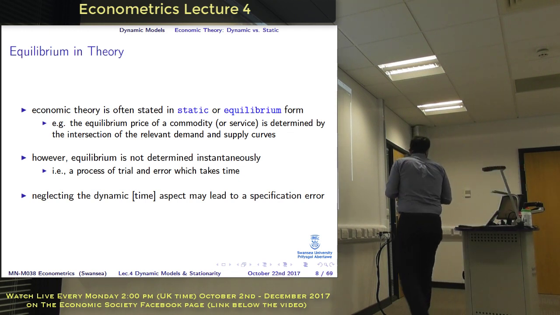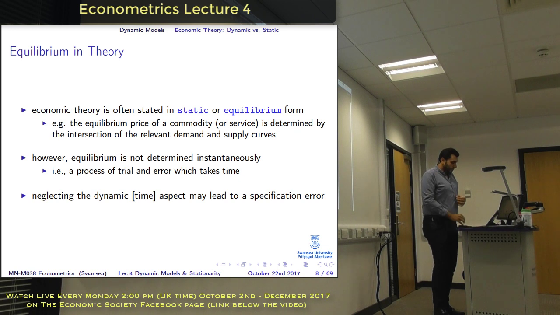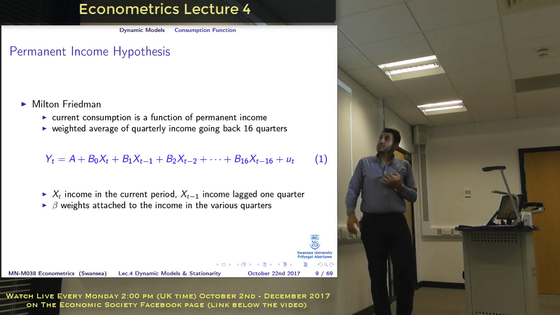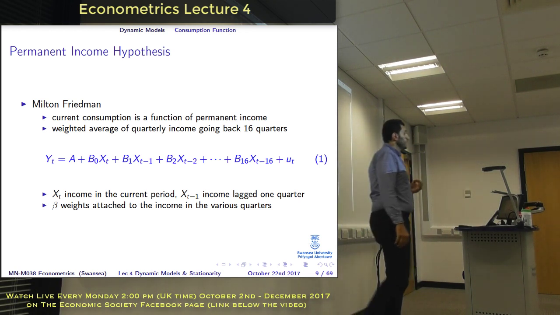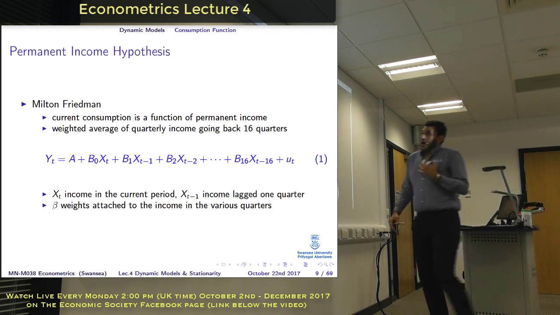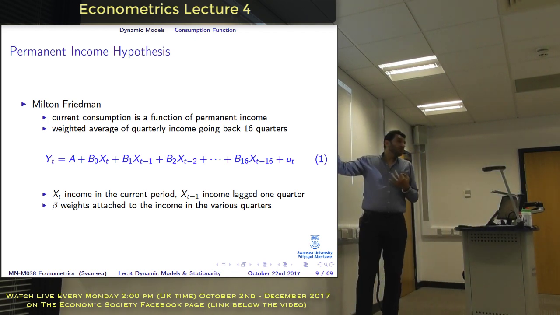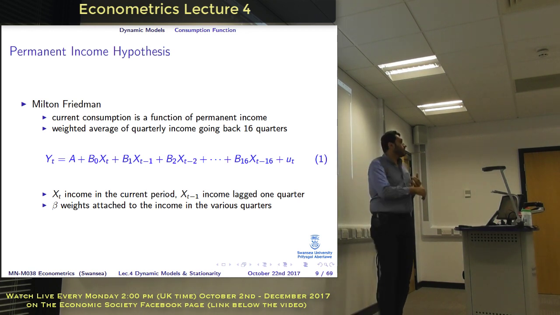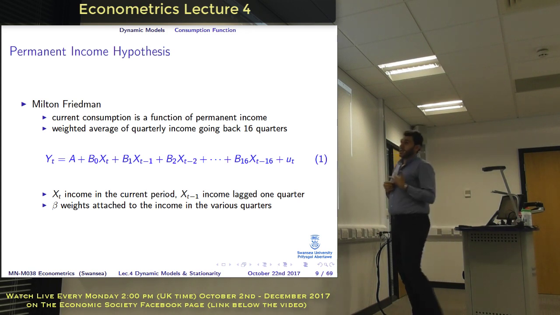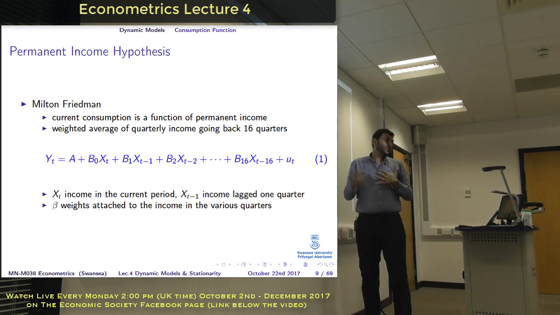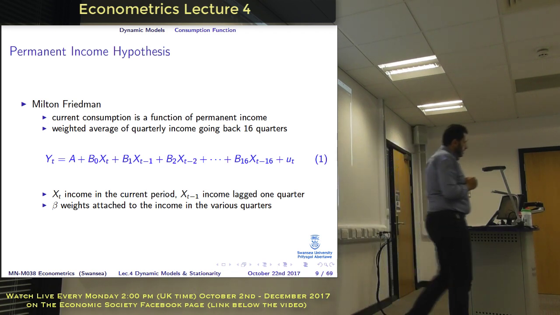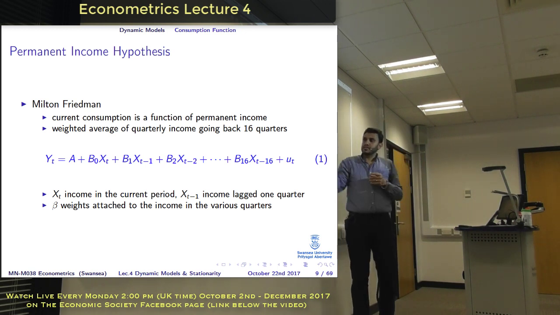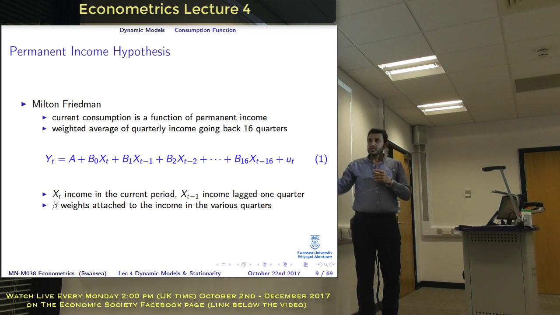So it's important to think of the time element, or the dynamic aspect, of any model. A very popular example of this is the permanent income hypothesis by Milton Friedman. What does this say? It says that current consumption is a function of permanent income. So it's not just a function of the current income xt, but also of previous income, or the weighted average of quarterly income going back 16 quarters. If you go back to this paper, you'll see that the model they estimated went back 16 lags in time.